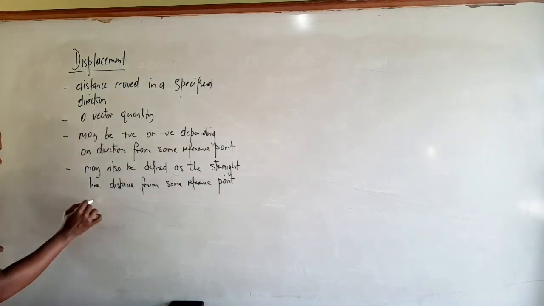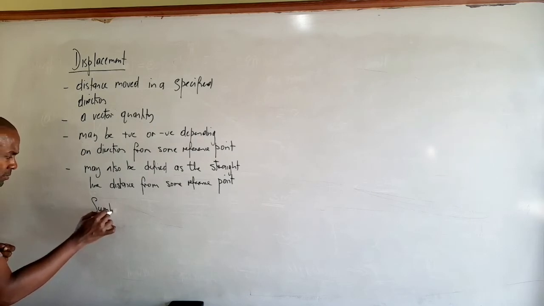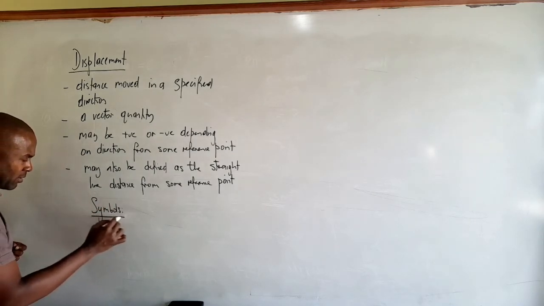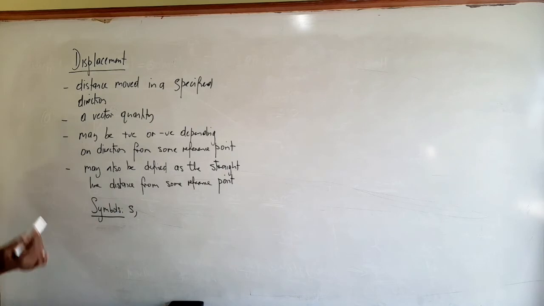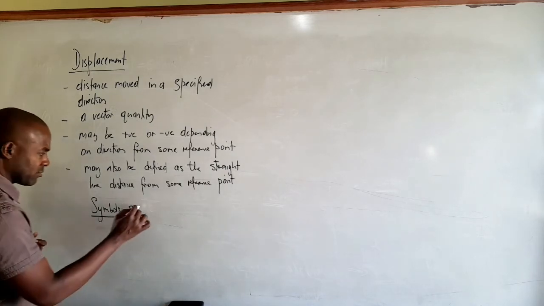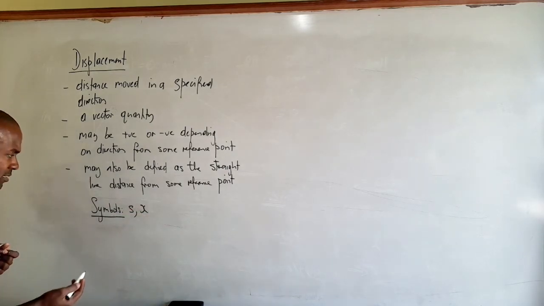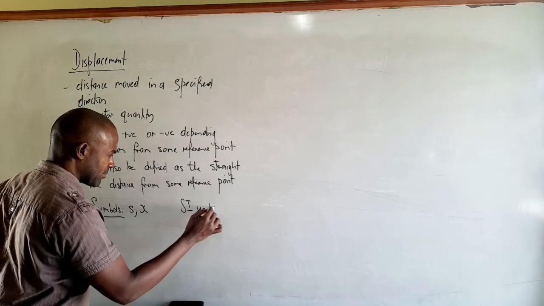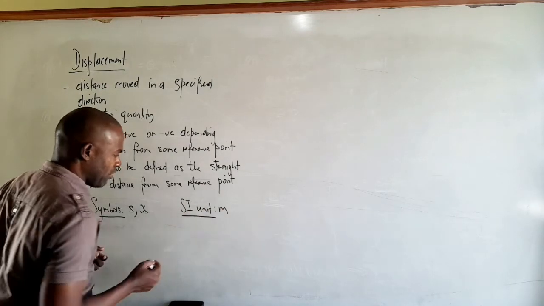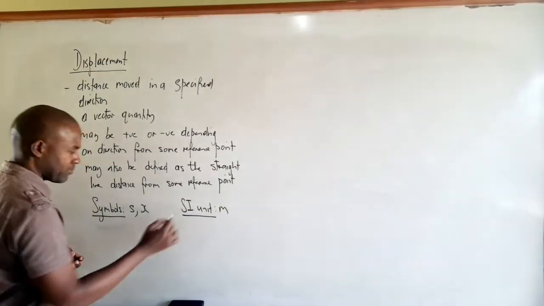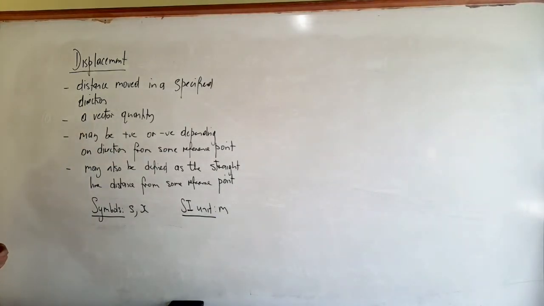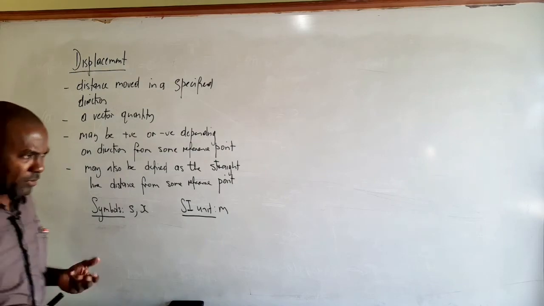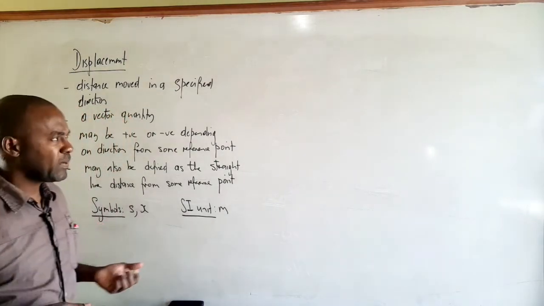Symbols, the common symbols for displacement: S, and in some books you may see an X, right? So S or X, and of course the SI unit of displacement is the meter, symbol M. All right, so that's basically what we look at displacement.